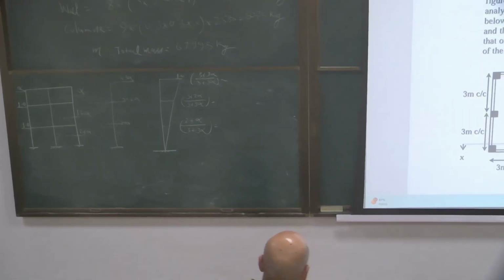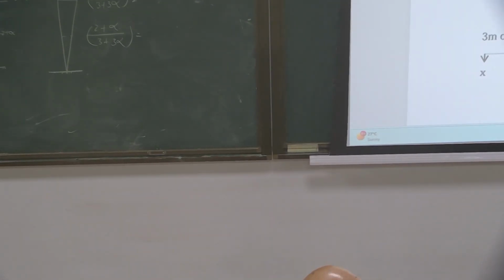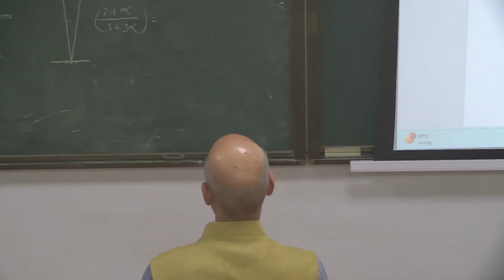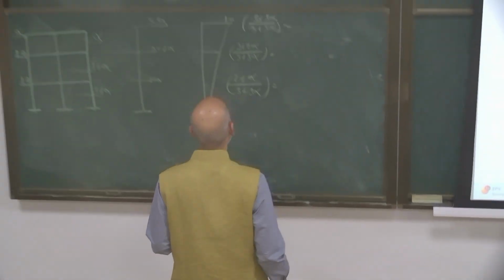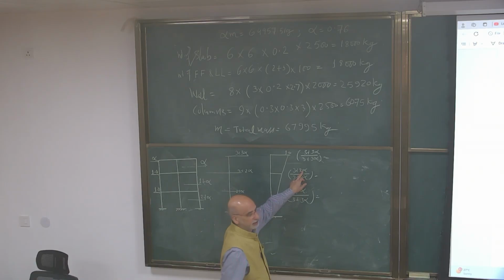If you can calculate, otherwise I can figure out something else. You do it better, I think. So how much is it? Alpha is 0.76, you can take it.